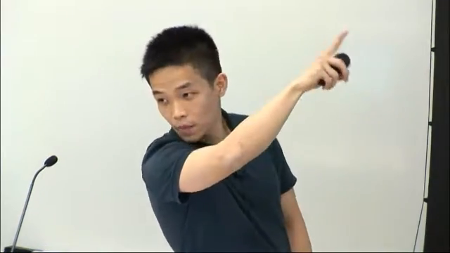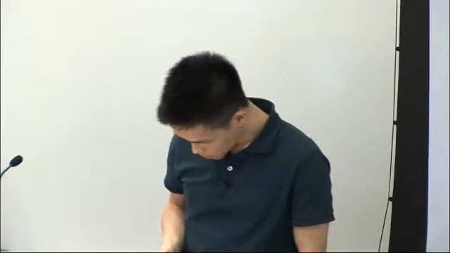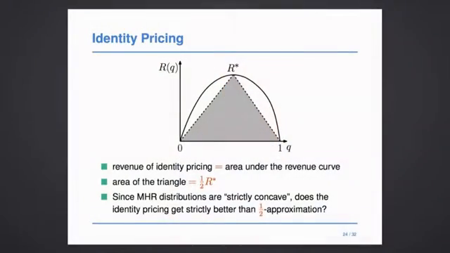And it's concave, so this area is at least as large as the area of this triangle that peaks at the optimal. Now it's basic geometry. What's the area of this triangle? It's the height, which is r star, times the base, which is 1, divided by 2. Therefore, the expected revenue is at least optimal over 2. Since MHR distributions make this revenue curve strictly concave, that suggests that identity pricing will get strictly better than 1/2. But that's not quite the case, because it's not strictly concave in the usual sense.